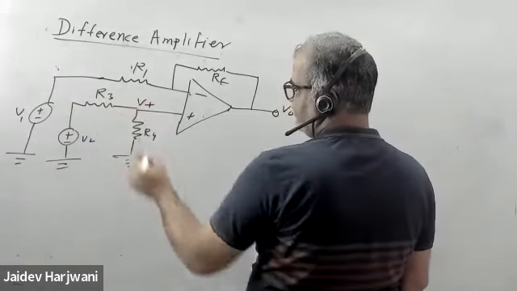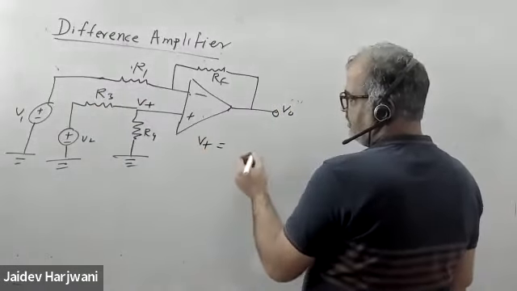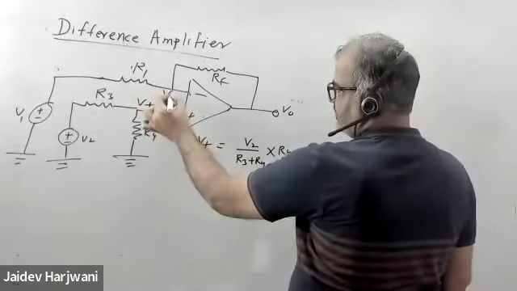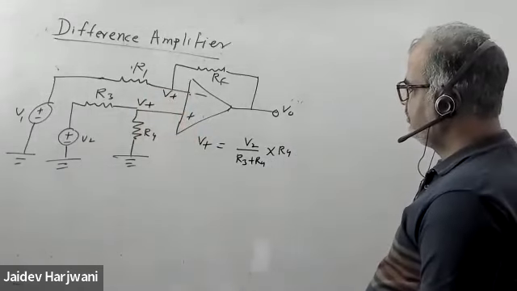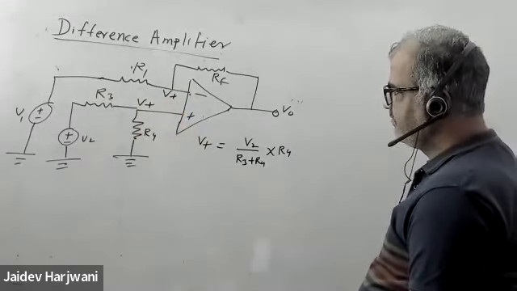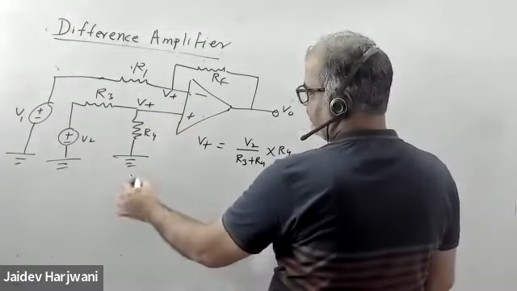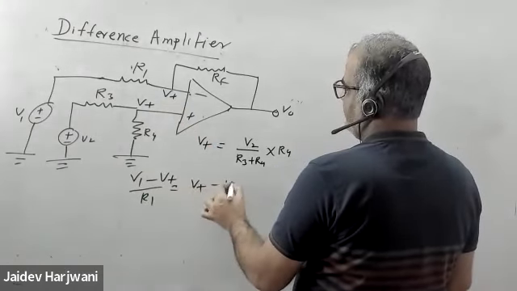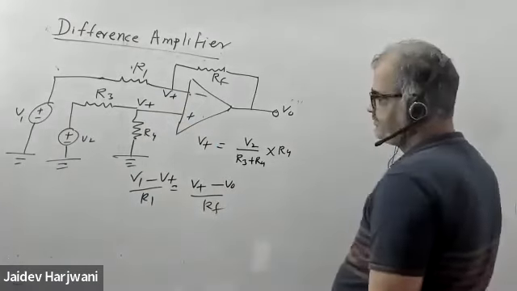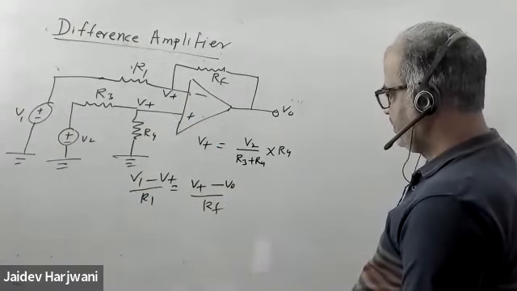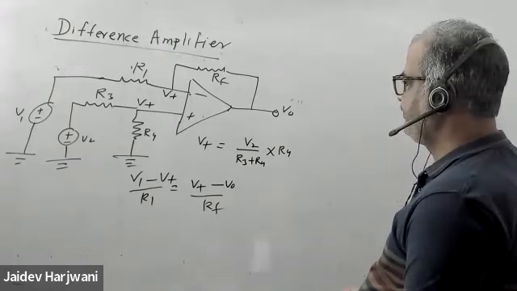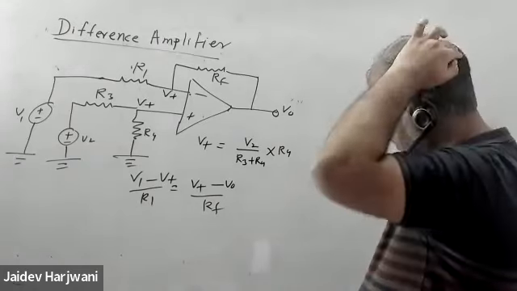If you want to find this V plus, what is V plus? So V plus is simply V2 upon R3 plus R4, into R4. Okay, so now you know this V plus, this is also V plus. So you can solve the problem this way, by doing V1 minus V plus upon R1 and V plus minus V naught upon RF. And you can now find the value of V naught. This is one way.